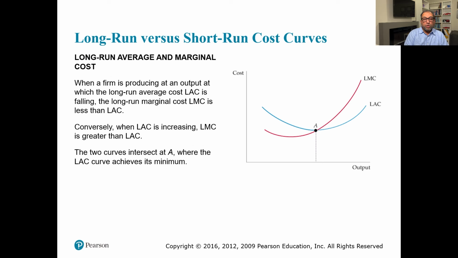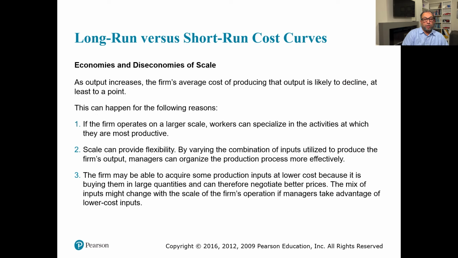Long run versus short run cost curves. So, long run average and marginal cost curves. You see here the long run marginal cost curve and the long run average cost curve. When a firm is producing at a point at which the long run average cost curve is falling, the long run marginal cost curve is less than the long run average cost curve. Conversely, when the long run average cost curve is increasing, LMC is greater than LAC. So the two curves intersect at point A, where the long run average cost curve is at its minimum. So this is the point of minimum. It's very similar to what we discussed in the short run.